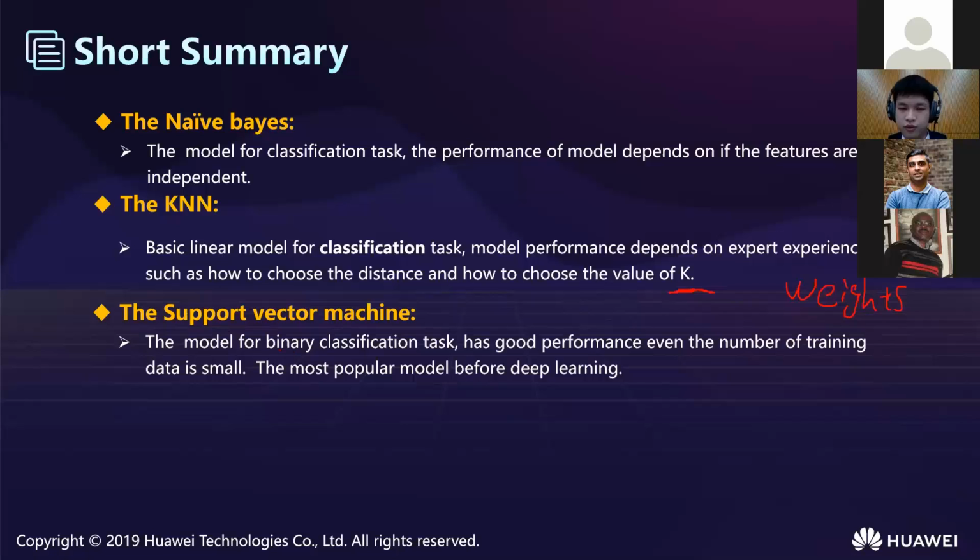Okay, and the last one is the support vector machine, which works for the binary classification task. Actually, before deep learning, the SVM was one of the best models. It can perform very well even if the amount of training data is small. So that is the traditional machine learning models. And do you have any questions?